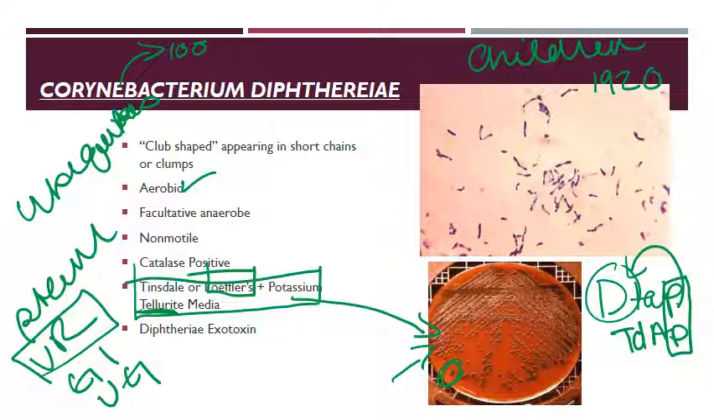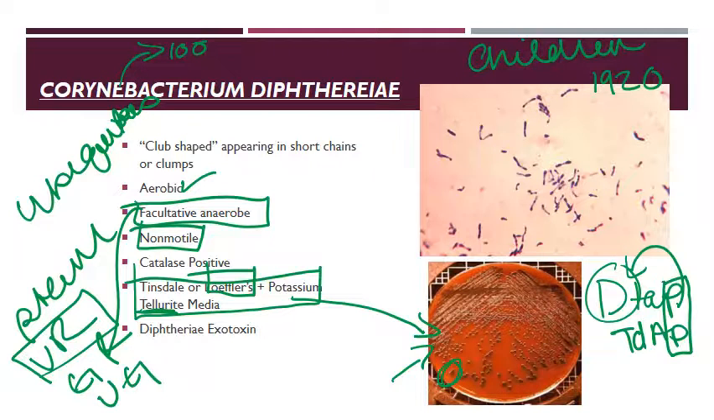It's primarily an aerobic organism, but it can be a facultative anaerobe. So if it goes somewhere in your body, like the gastrointestinal tract, where oxygen isn't easily available, it can function as an anaerobe. It's a non-motile organism, and that's important. Wherever it sets up infection, the bacteria itself is going to stay there.